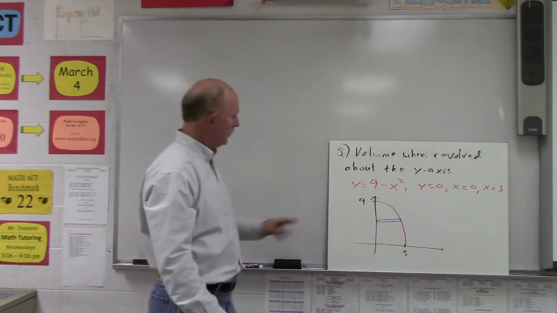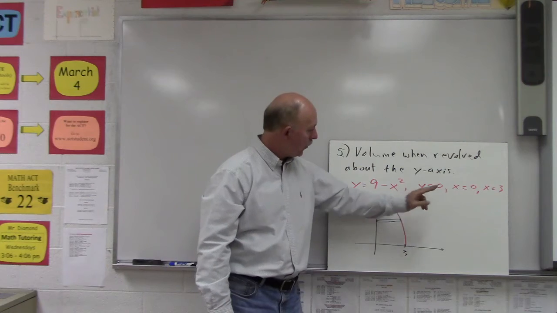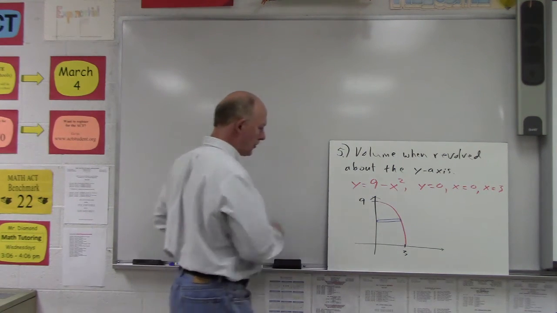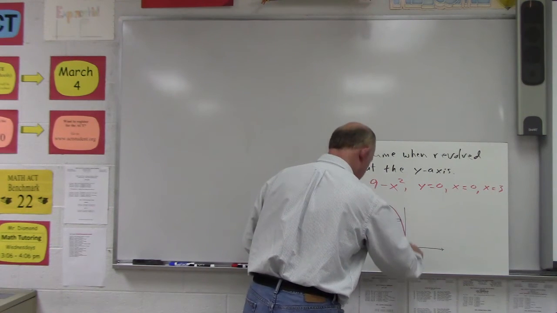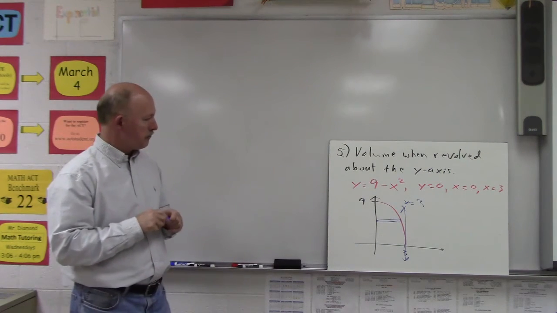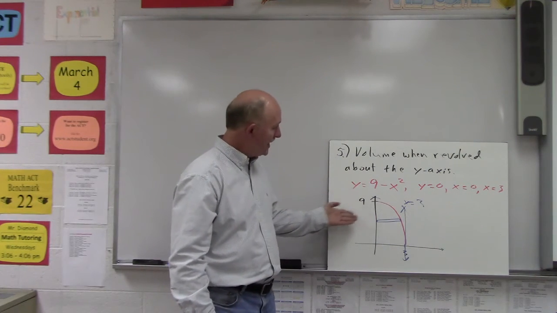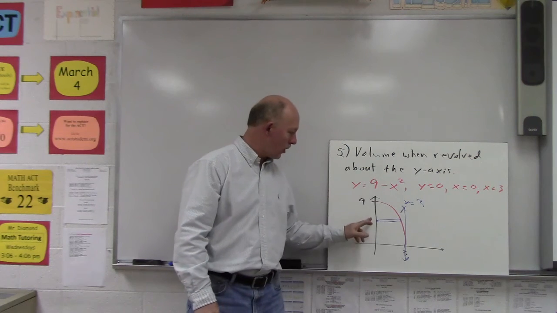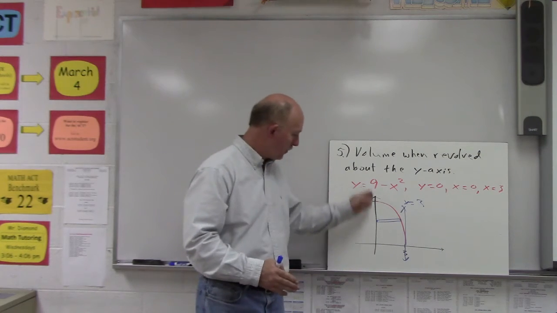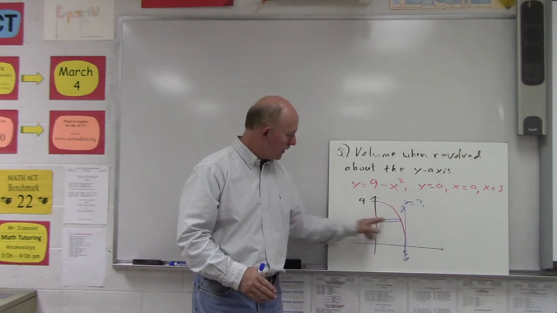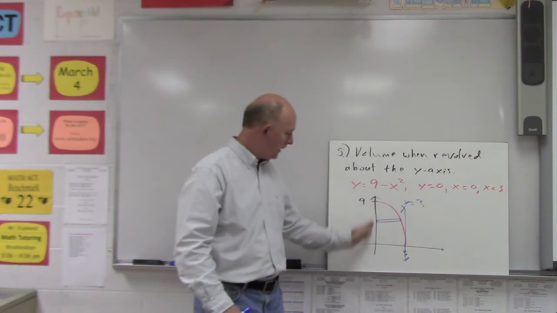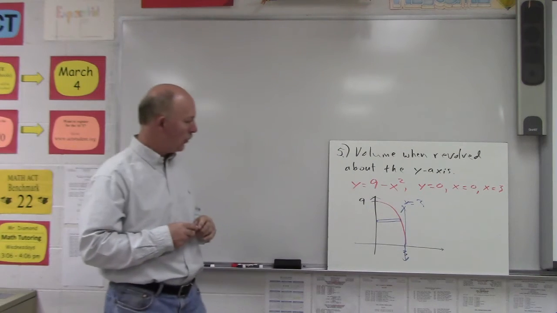So we have y equals 9 minus x squared, y equals 0, x equals 0, and the line x equals 3. Now the line x equals 3 would be this line right here. So we're going to revolve this region about the y-axis. This time our representative rectangle has to be perpendicular to our axis of revolution, so it will be horizontal this time, perpendicular to the y-axis.